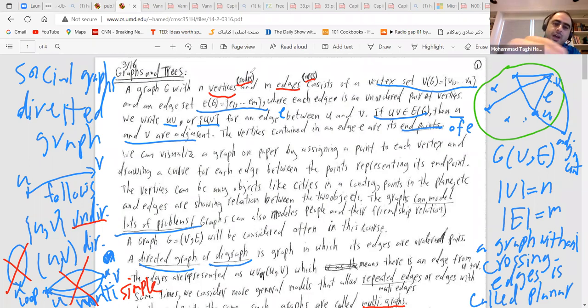Also, instead of a graph, sometimes you will hear network. That's another name for a graph, and networks are generally a bit more general than graphs. Great. So any questions so far?